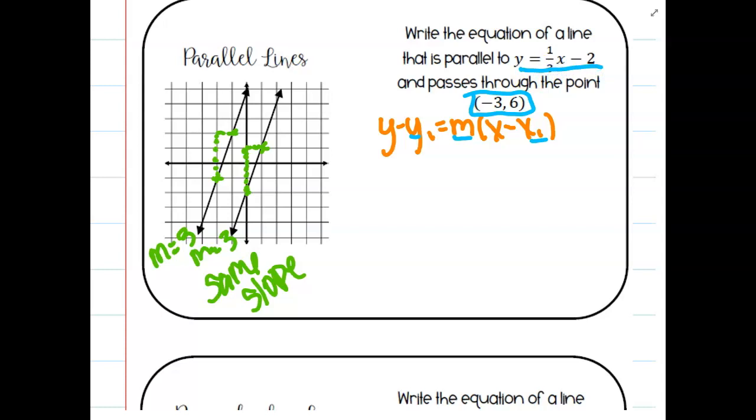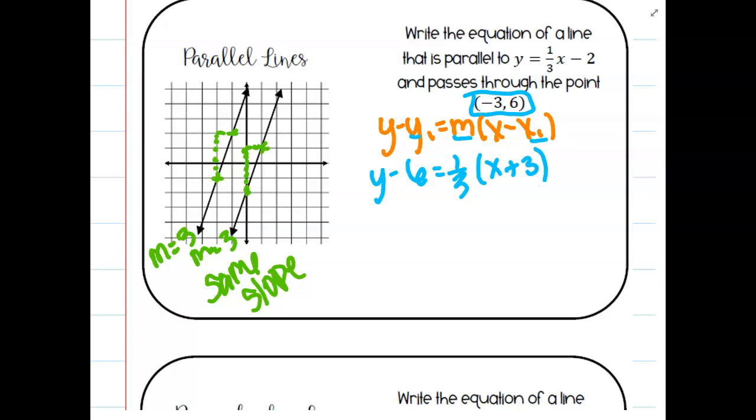Because I want a line parallel to this line, which means my line needs to have the same slope as this line. Well, what's the slope of this line? 1/3. So the slope of my line is 1/3. And then you're going to plug in the other numbers the same way we did yesterday. We're going to do y minus, my y1 is 6, equals, the slope is 1/3. And then be careful with the signs. X minus a -3 is going to turn into a +3.